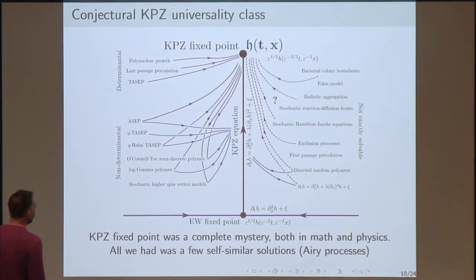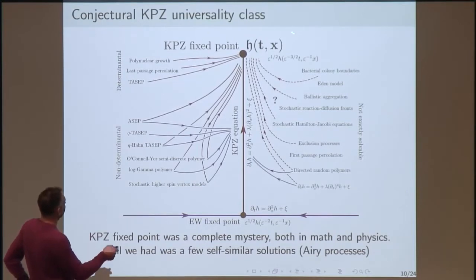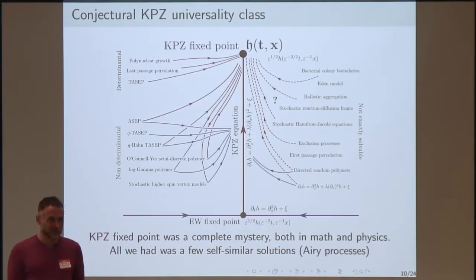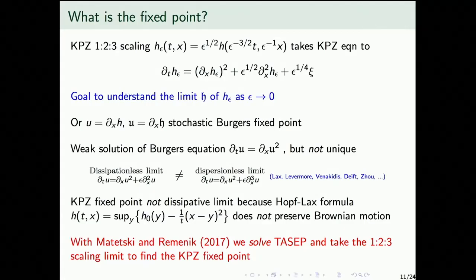But the real universality is up here, where everything rescales to the KPZ fixed point under this pure scaling. The only problem with this is that people could see that this was the right picture, except nobody could tell what the KPZ fixed point is. So it's kind of an empty thing. All we had were these few self-similar solutions, because the only thing you could solve were these special initial conditions.